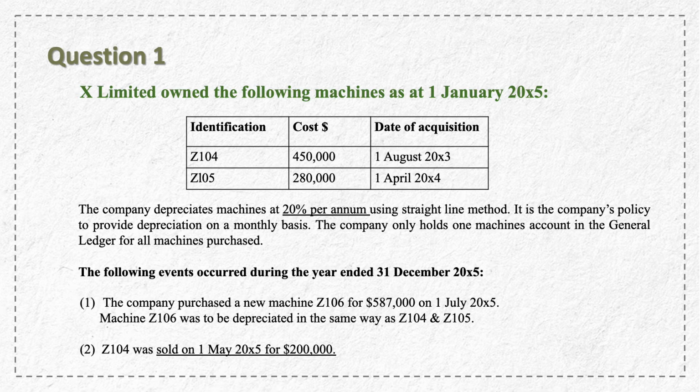The following events occurred during the year ended 31 December 2000 X5. The company purchased a new machine Z106 for 587,000 on 1st July 2000 X5. Machine Z106 was to be depreciated in the same way as Z104 and Z105. Z105 was sold on 1st May 2000 X5 for 200,000.